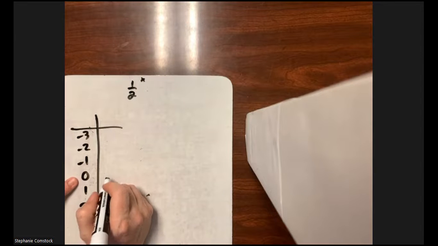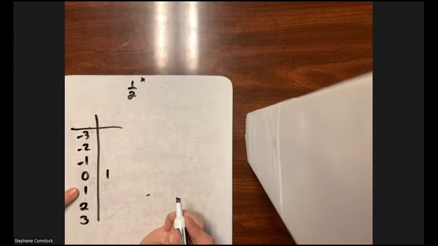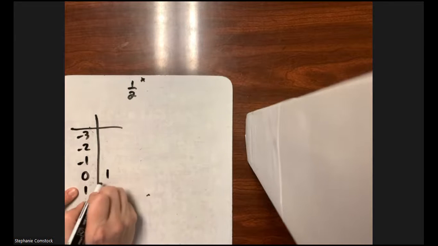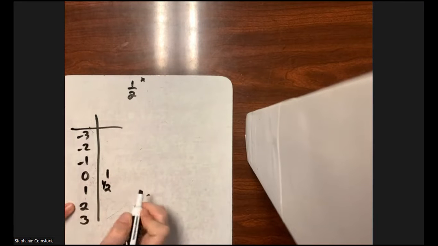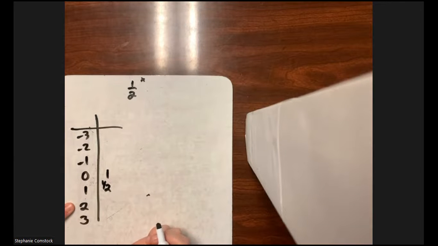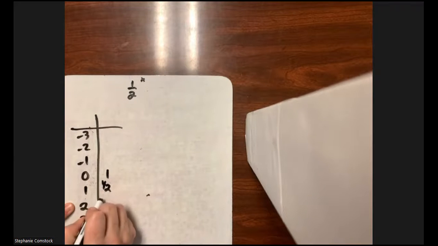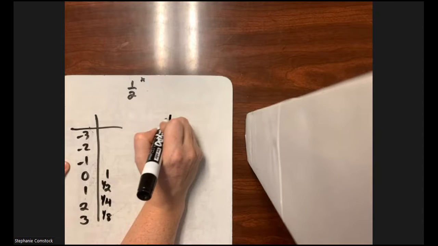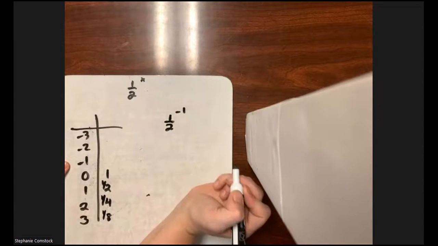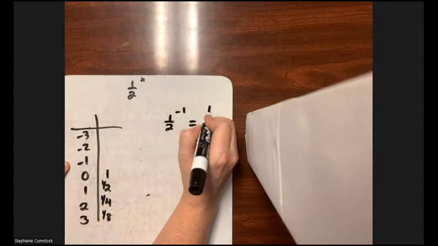And again, we know anything to the 0 power is 1, so we have that. Anything to the first power is itself, so that's going to be 1/2. 1/2 squared, which is going to be 1/2 times 1/2, is going to be 1/4. 1/2 times 1/2 times 1/2, it's going to be 1/8. Now let's talk about these negative ones.